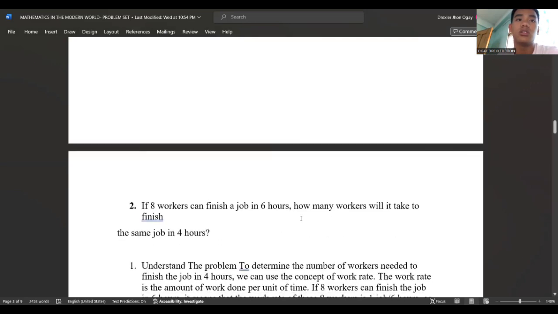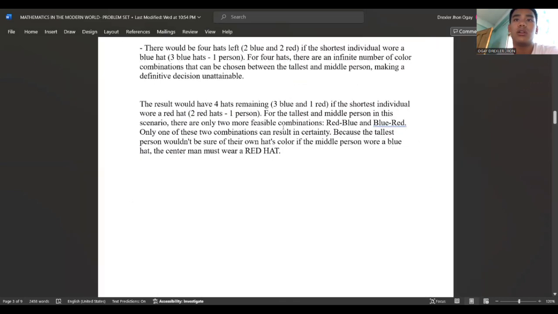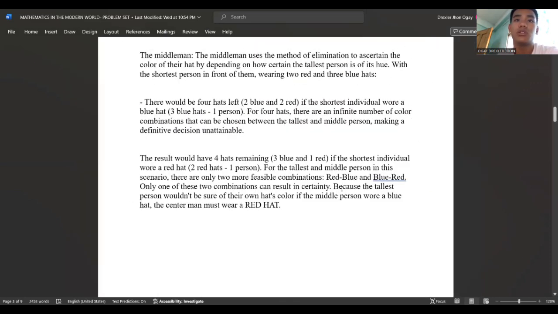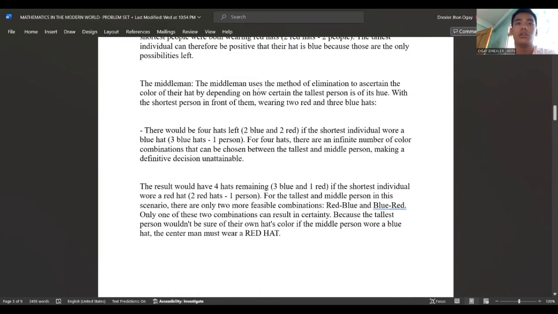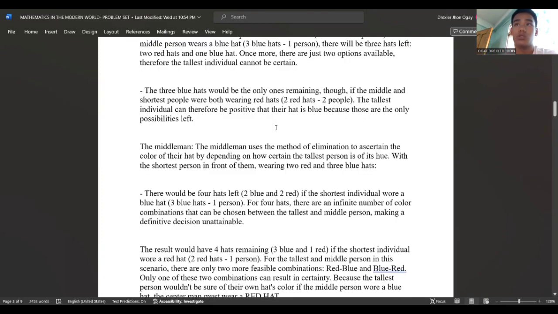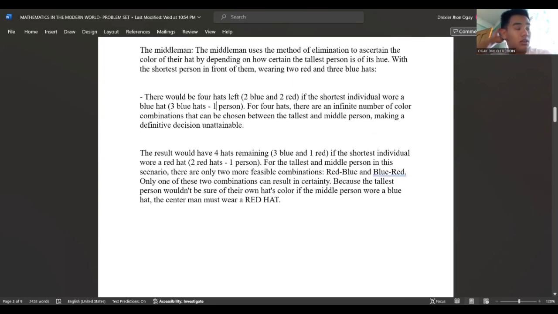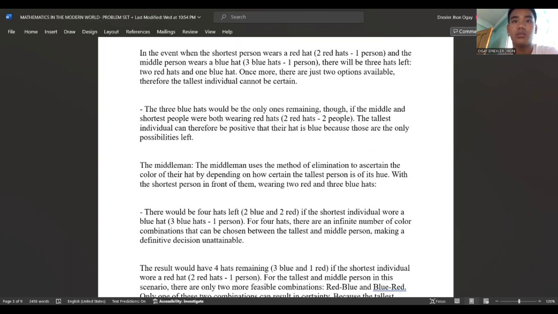Yun, no? So, sabi dito, because the tallest person wouldn't be sure. Kasi dito sinabi sa mga evidences na middleman at shortest man. So, si last man, yung tallest man, nag-a-assume lang siya. So, akala niya blue hat siya. Ay, red hat. So totoo pala, blue hat siya. So, that is my report for the problem set.